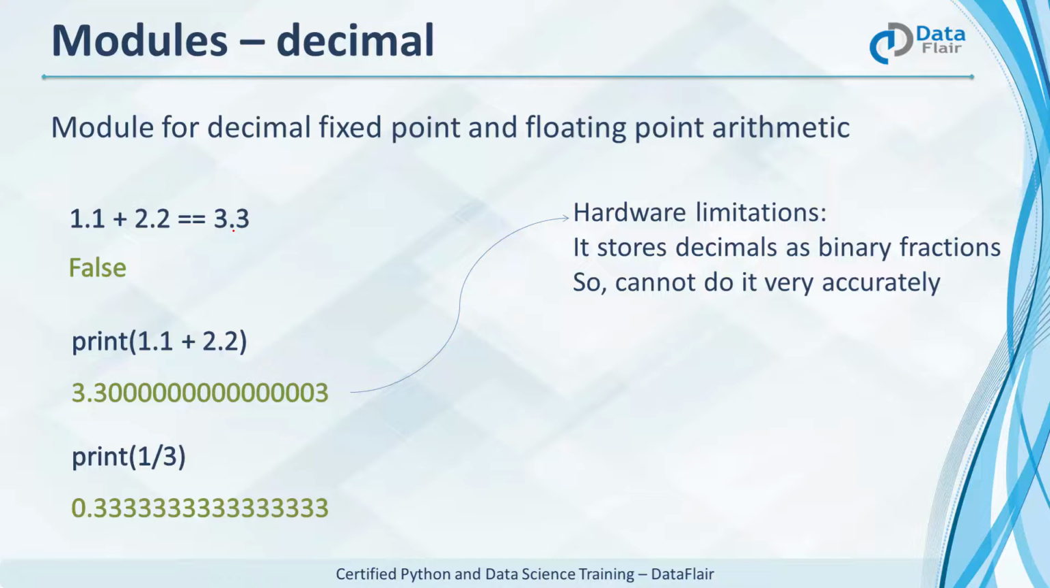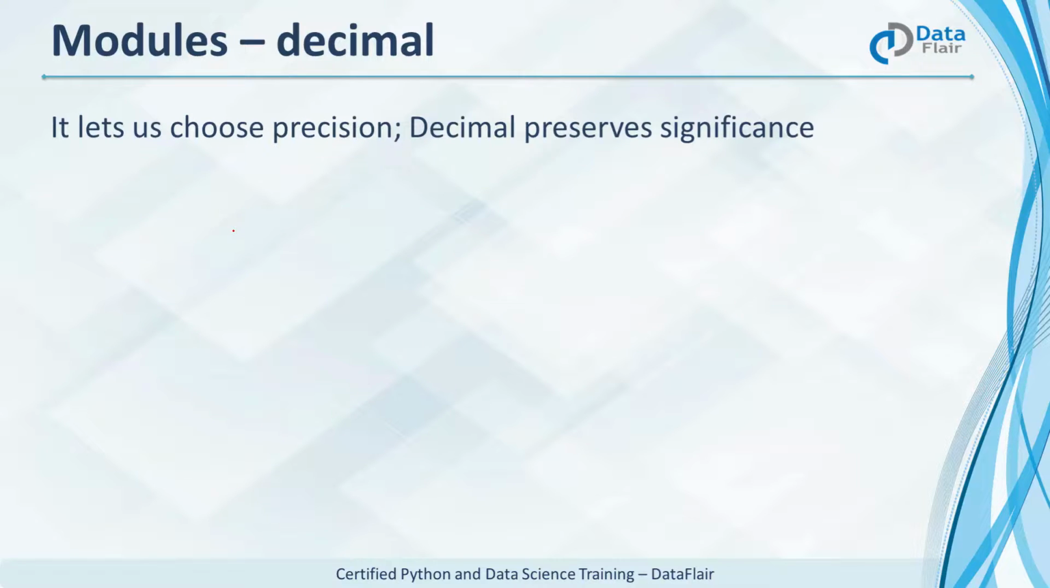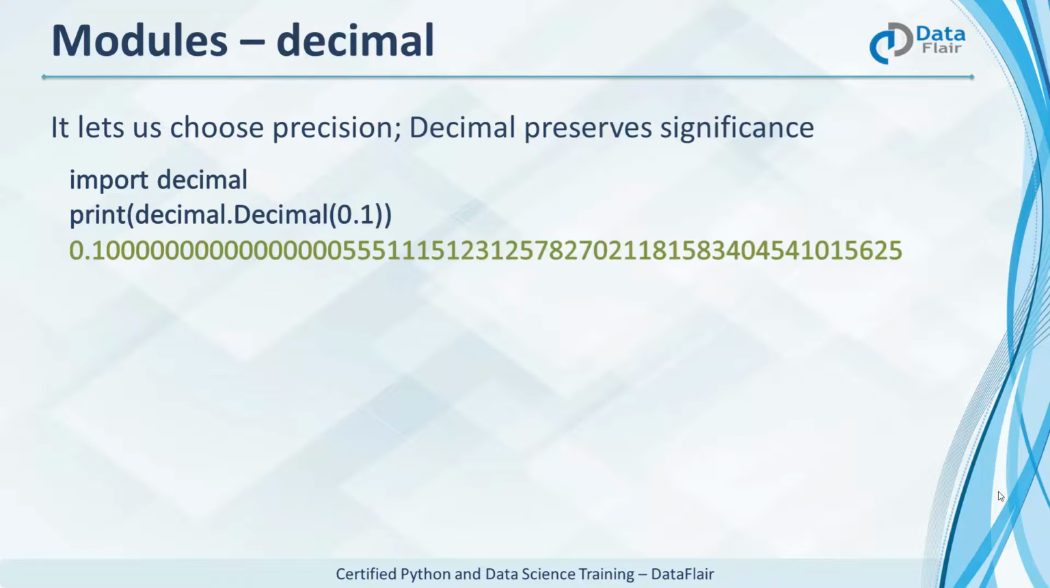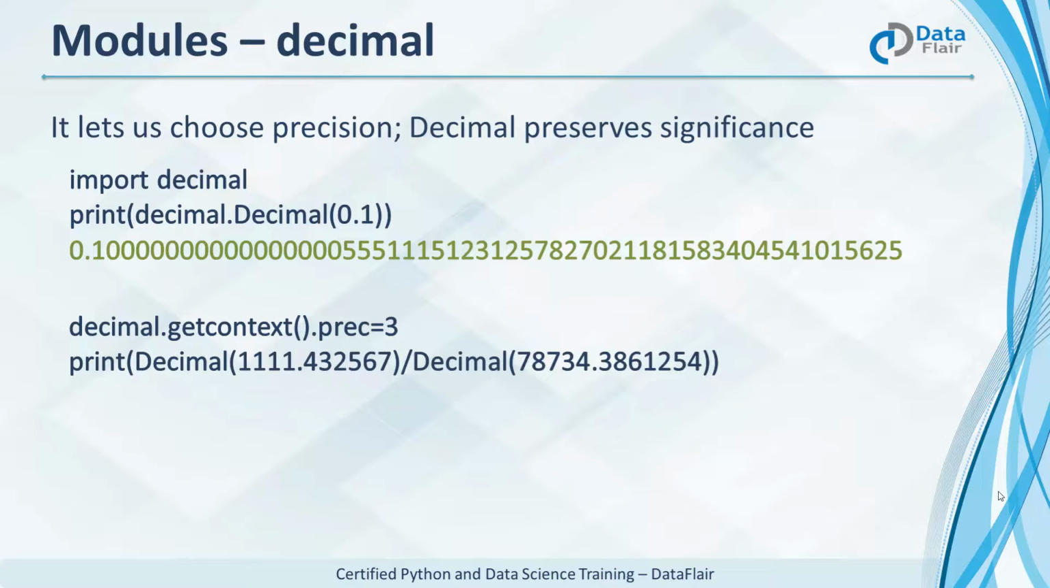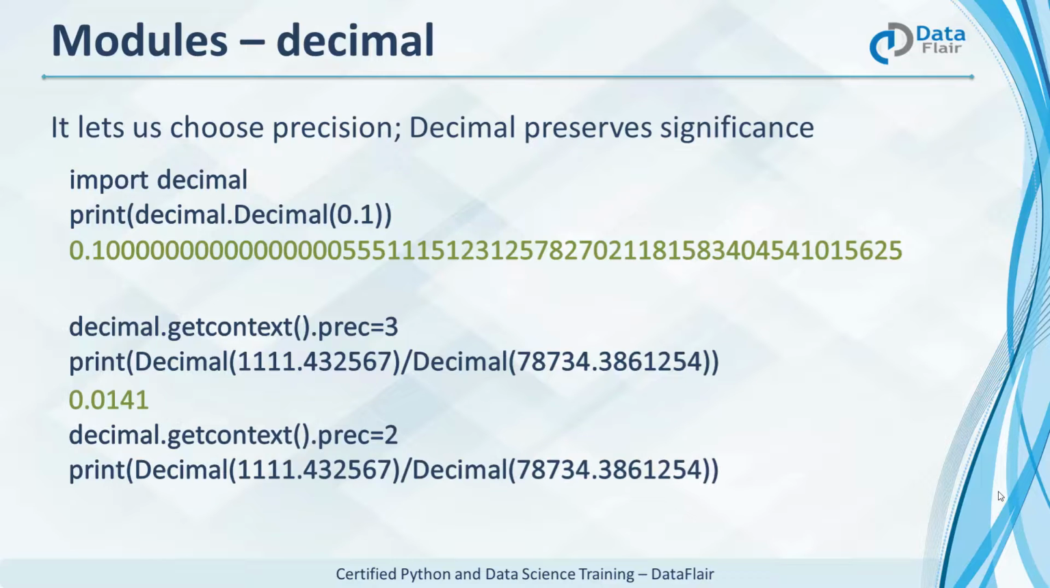0.33. So where does the decimal module come into picture? It lets us choose precision. The decimal function preserves significance. Let's import decimal. Here we call the decimal function with the value 0.1. To choose precision, we can set it this way. Now when we print the division of these two decimals, we get 0.0141. When we set the precision to 2 and then print it, we get 0.014. Precision tells us how well a number represents its decimals.